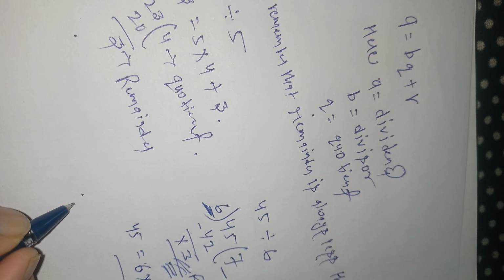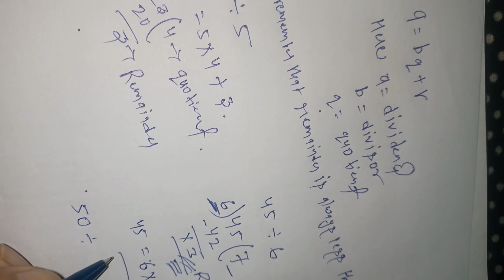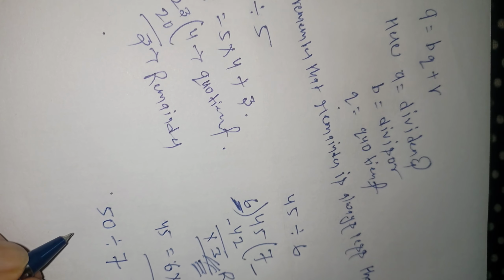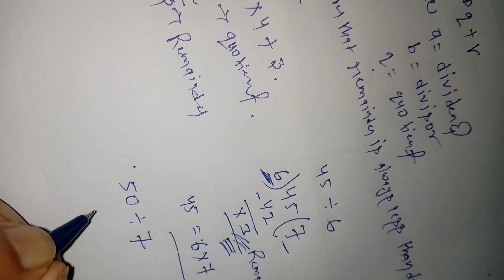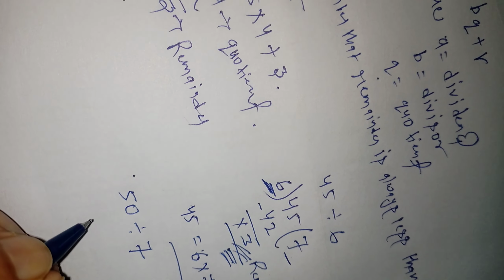Now one homework question is 50 divided by 7. Do it at home or comment below the actual process.